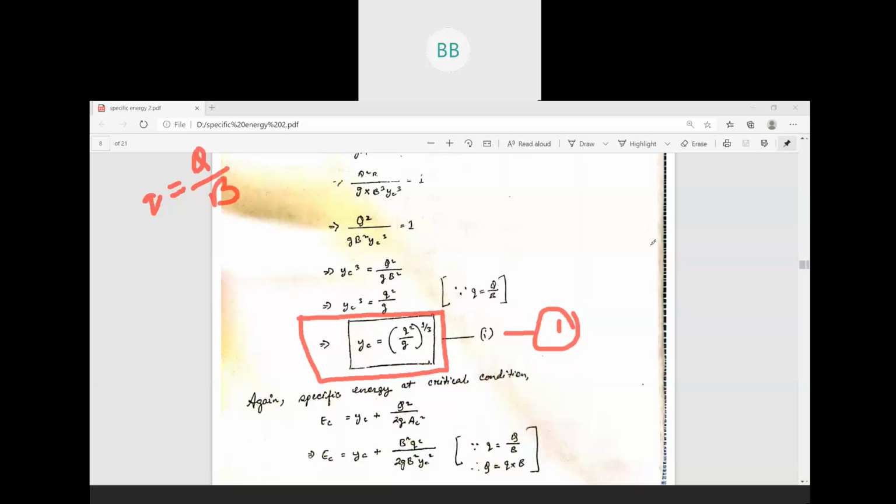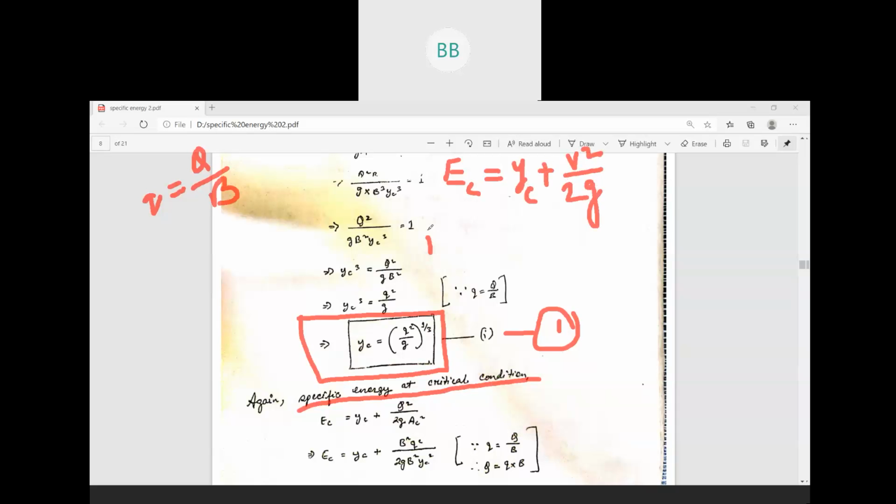Now if we consider the specific energy at critical depth, EC. For specific energy, if you remember, we consider only two terms. One is the pressure head, or depth Y. In addition to that, we have the kinetic energy head, that is V square by 2g. As we are considering specific energy for the critical condition, this depth of flow will be the critical depth plus V square by 2g, the kinetic energy head.